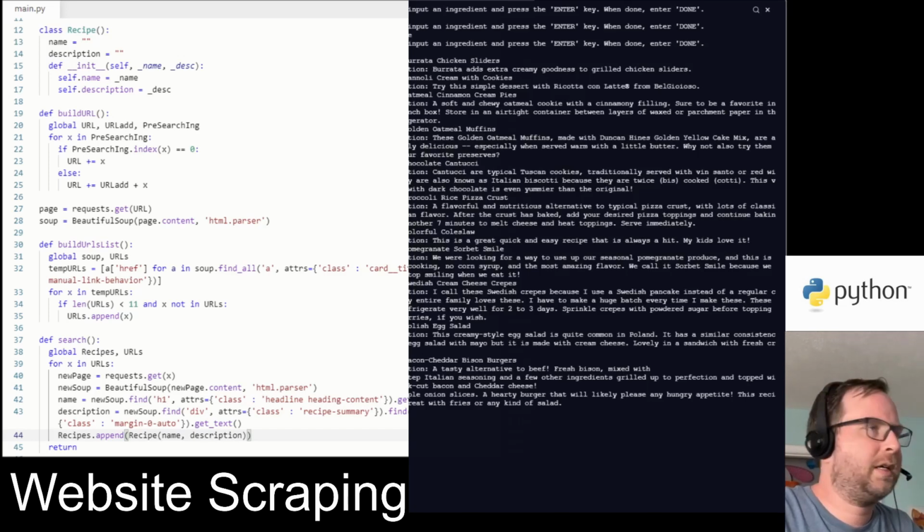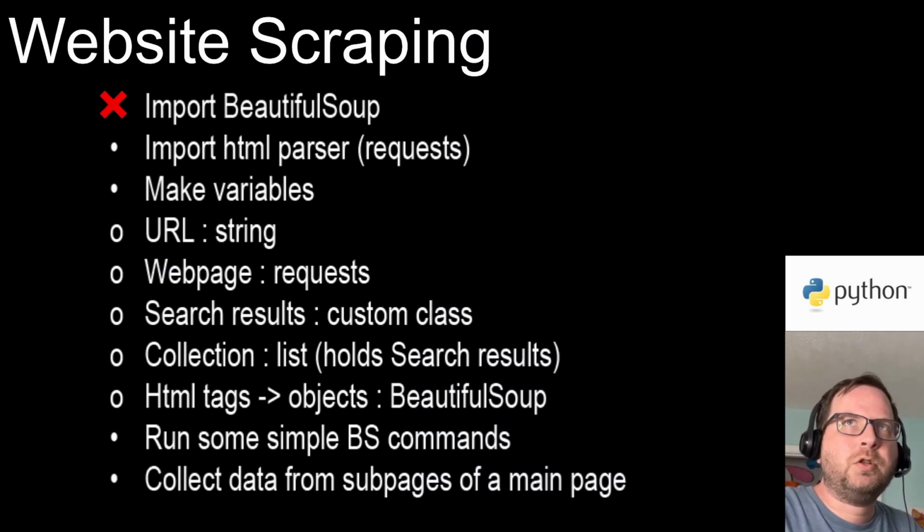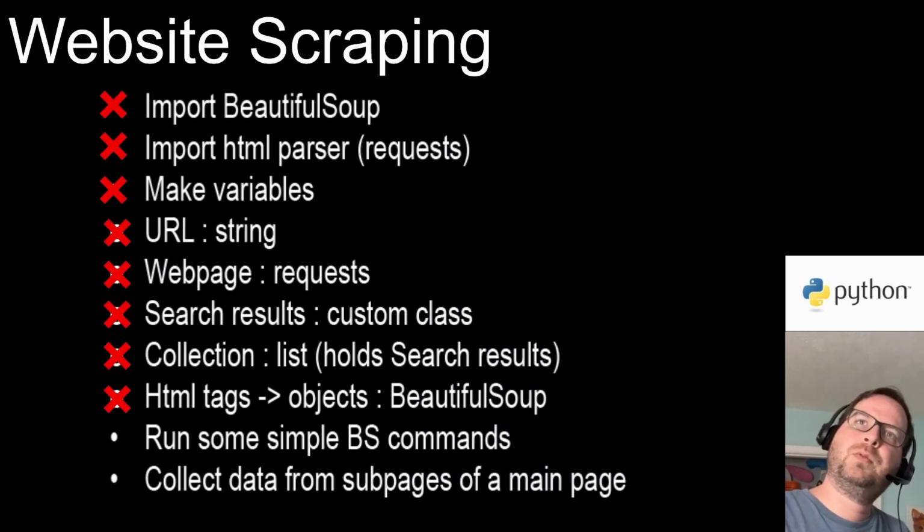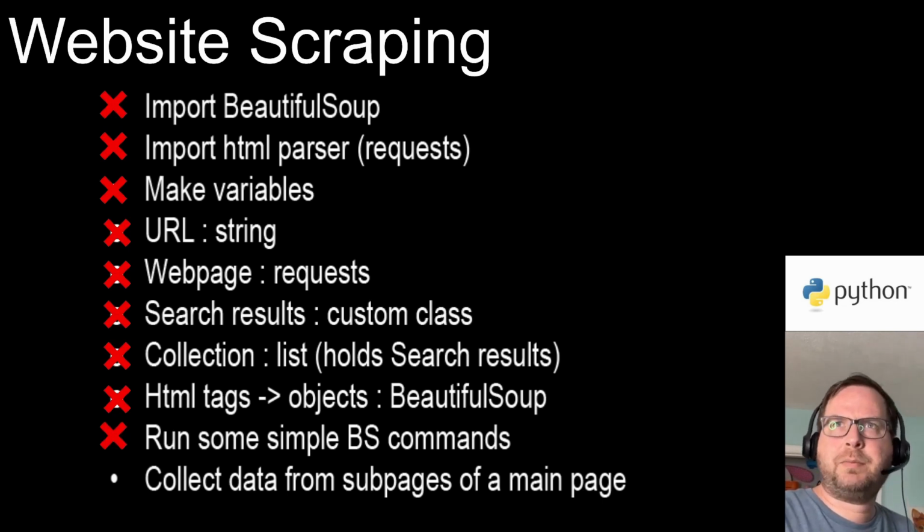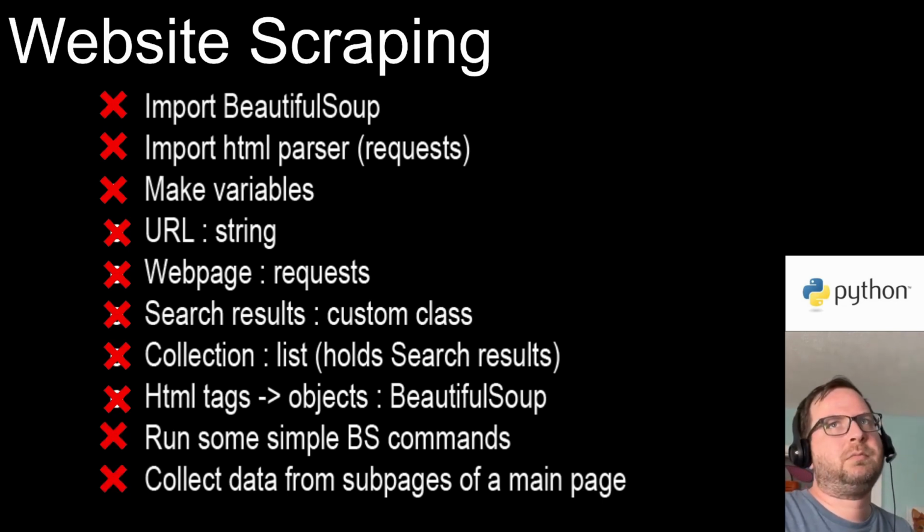So let's look at our index, see if we finished everything on the list. Okay, imported Beautiful Soup. We imported the parser. We made our variables. We ran a couple of Beautiful Soup commands. We collected data from subpages of the main page. Created that list. Yay, give yourself a hand.